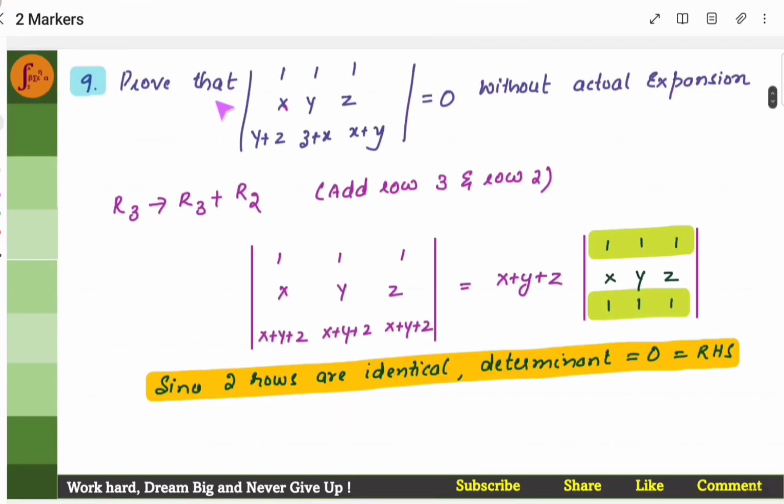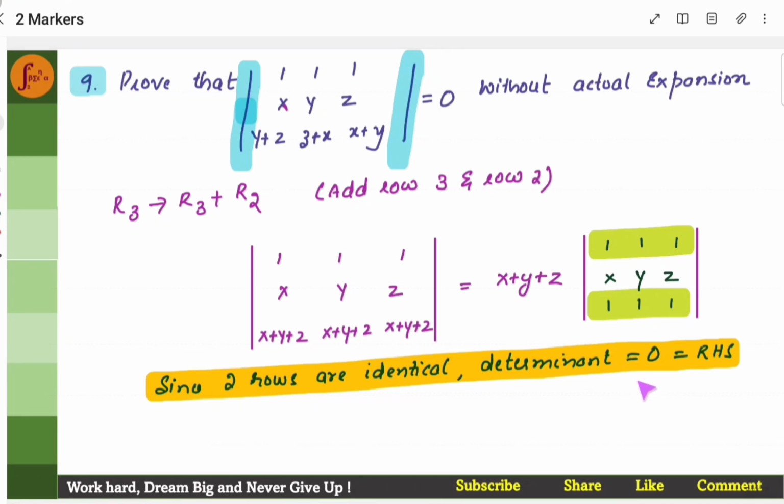So this is another kind of problem where a matrix is given. Without expanding, you'll have to prove that determinant, right? This notation is nothing but determinant, right? You have to prove that the determinant of this particular matrix is 0. So there are multiple properties of determinant, right? There is a separate video on determinant properties. So you'll have to remember all these properties if you have to solve such kind of problems.